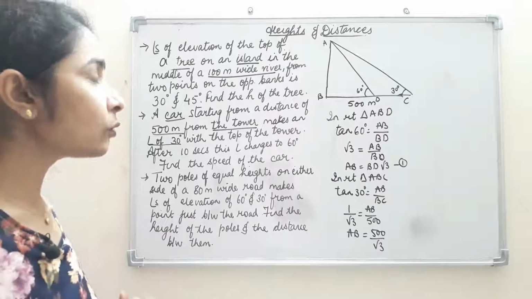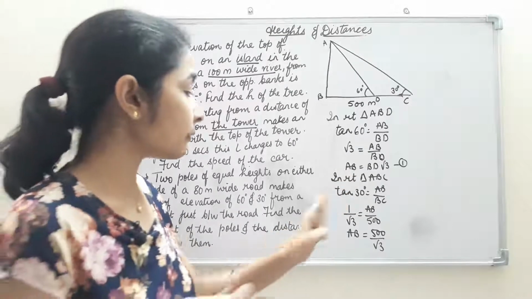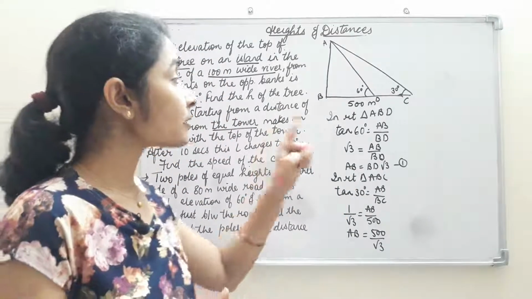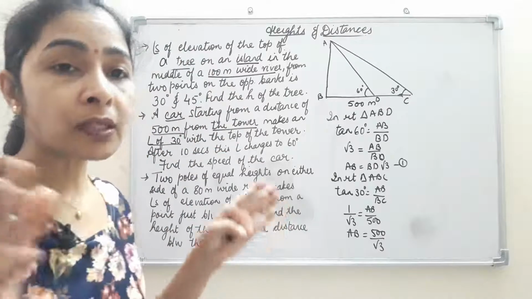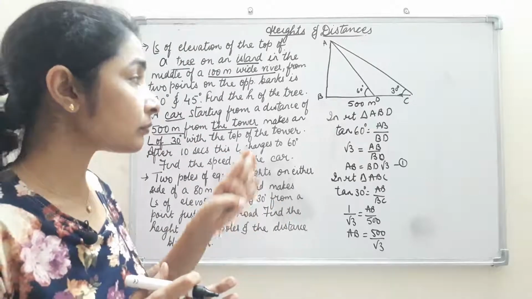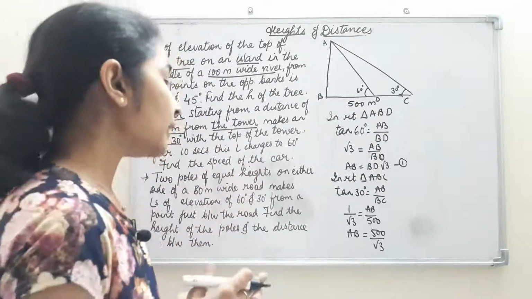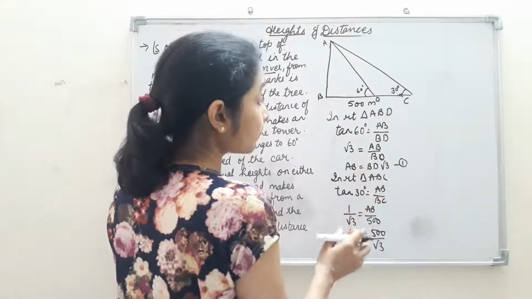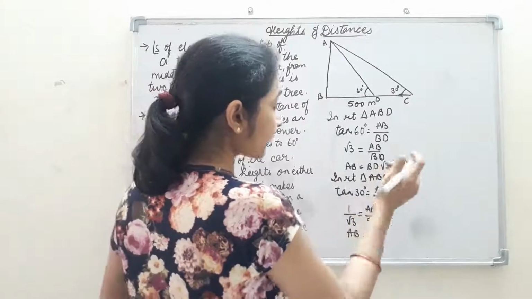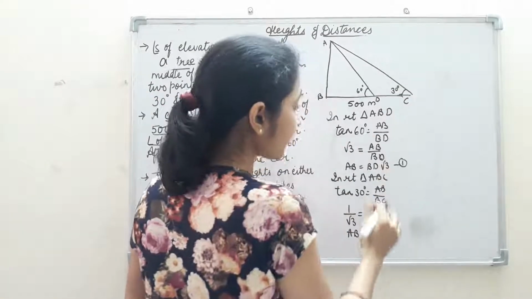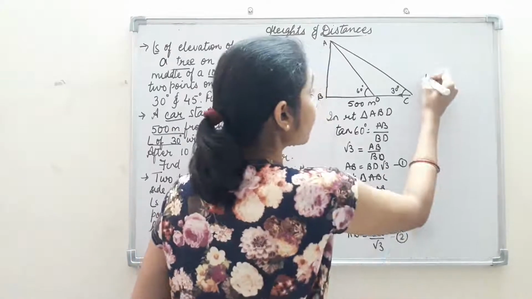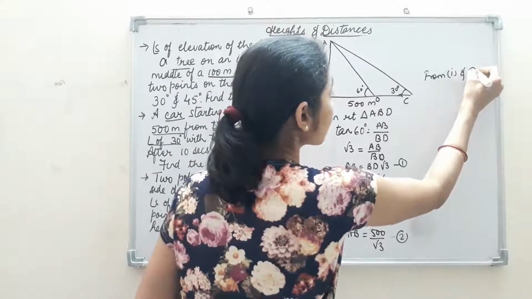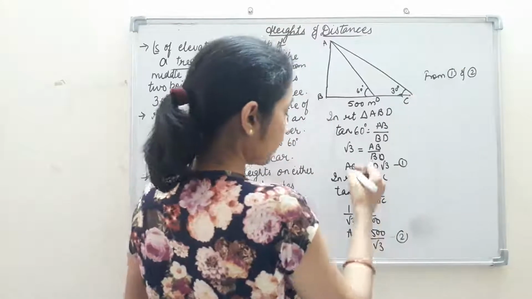So what we can do here is substitute this value of AB and get the value of BD, and if we subtract that value of BD from the whole, then we get the value of CD. Okay, so let us do that. AB is equal to 500 upon √3. I'll substitute it here. So from equations 1 and 2, what do I get? AB is equal to AB.